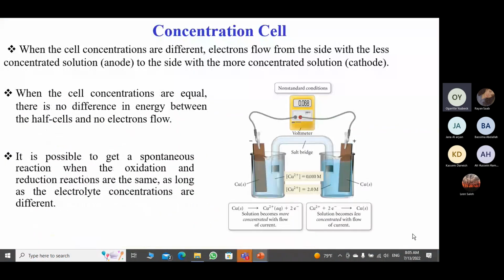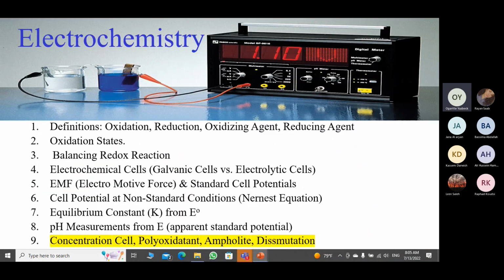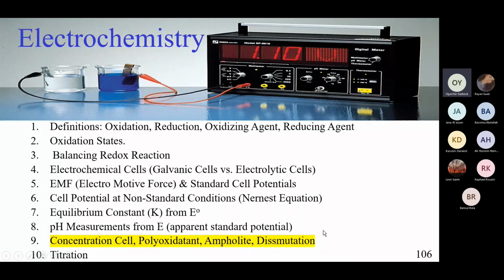We're now on section 9 of this course, which is concentration cell, polyoxidant, ampholyte, and dismutation. Okay, so first we're going to look at concentration cells.